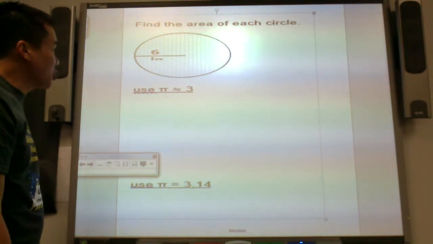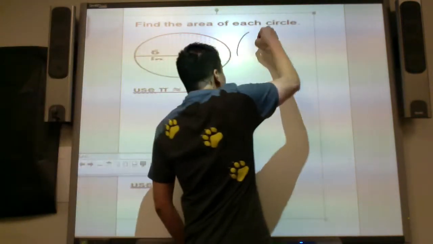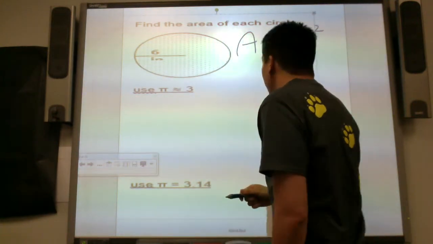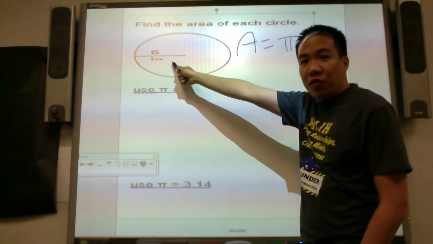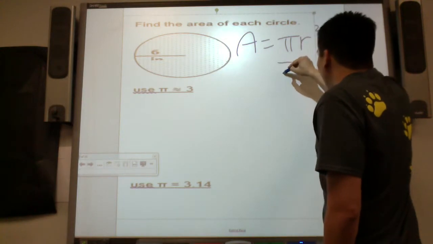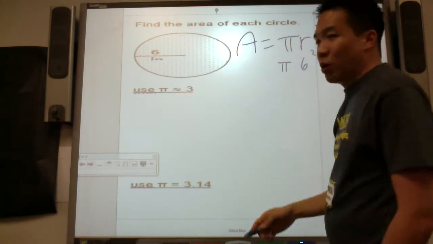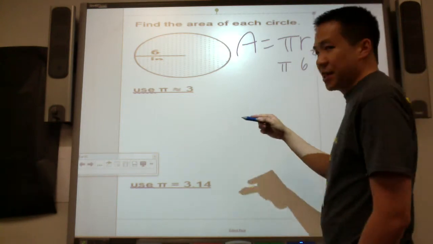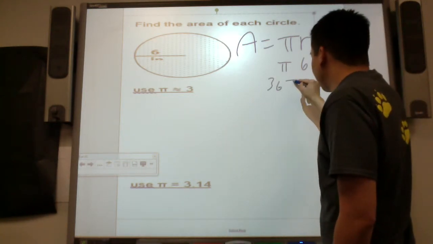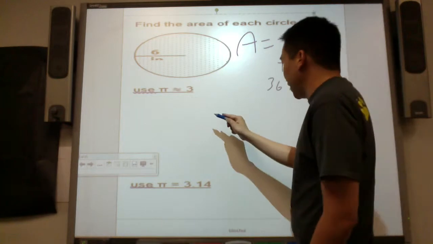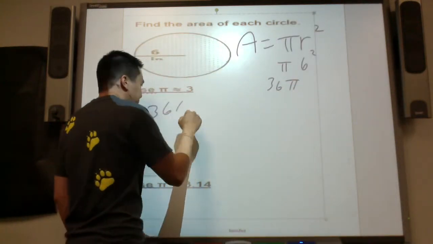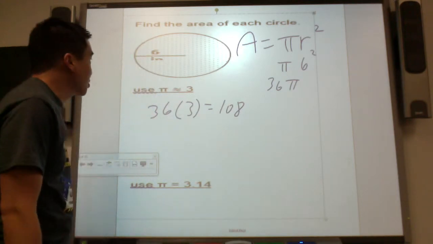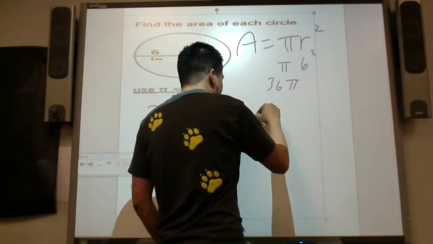So find the area of each circle. Again, what's the formula? Area equals pi r squared. This is a picture of a radius. The radius is 6. We have to square it. What is the square of 6? 6 times 6 is 36 pi. If I use 3 for pi, that would be 108 squared units. Oh, actually, it'd be squared inches.